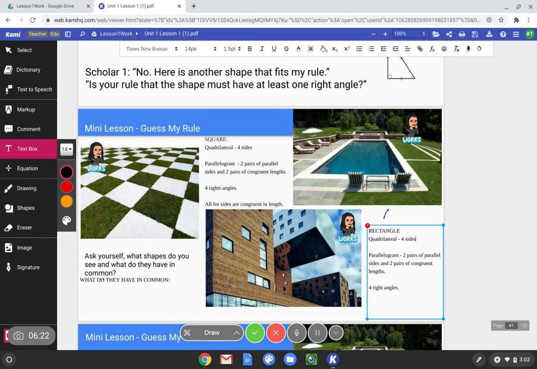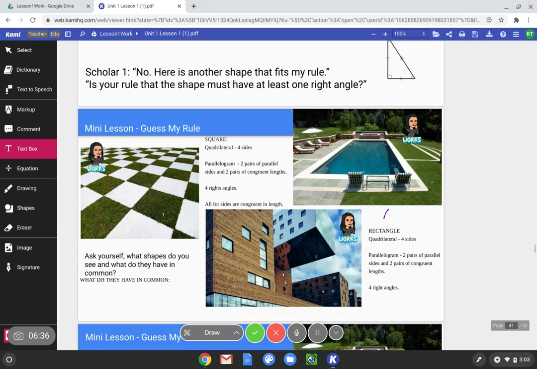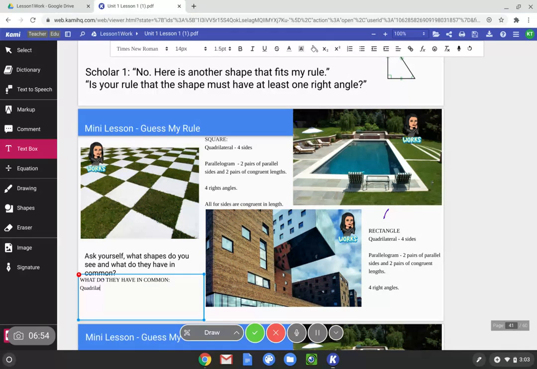Because in a rectangle, only two pairs of sides are congruent in length. So here in a square, all four sides are equal in length. So that is what's different. So they share all the attributes except, no, let's just put what they share. Let's stick on the positive. They are all quadrilaterals. They are all parallelograms. And squares and rectangles all have four right angles.